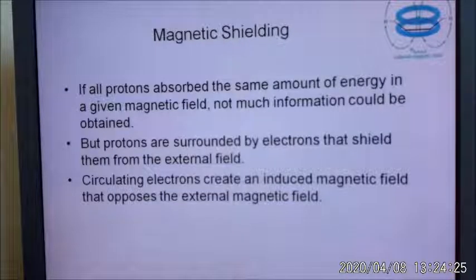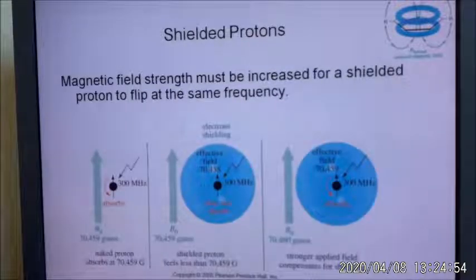Again, this is what happened when they were first developing NMR. They were expecting that all the protons would absorb at the same amount of energy. But they're surrounded by electrons, and that's the difference. The electrons actually form a shield around the proton. How much those circulating electrons create a field that opposes the magnetic field gives you an idea about the environment those protons are in.